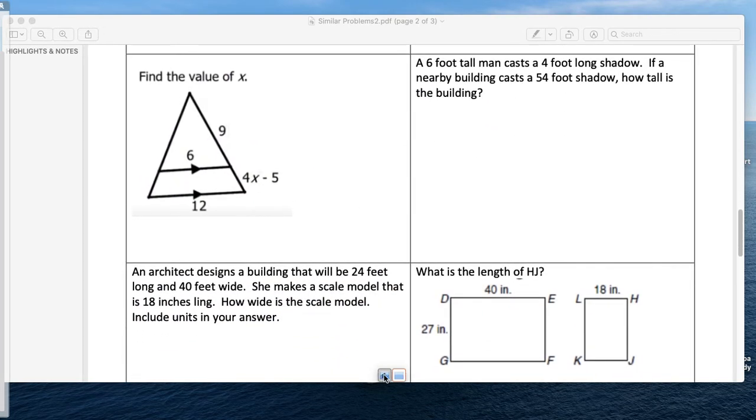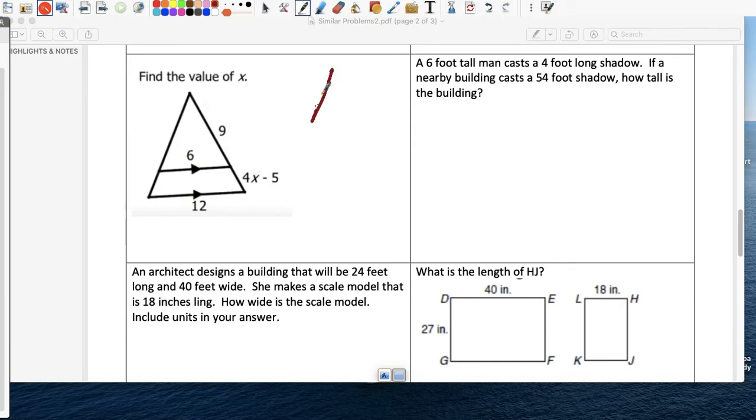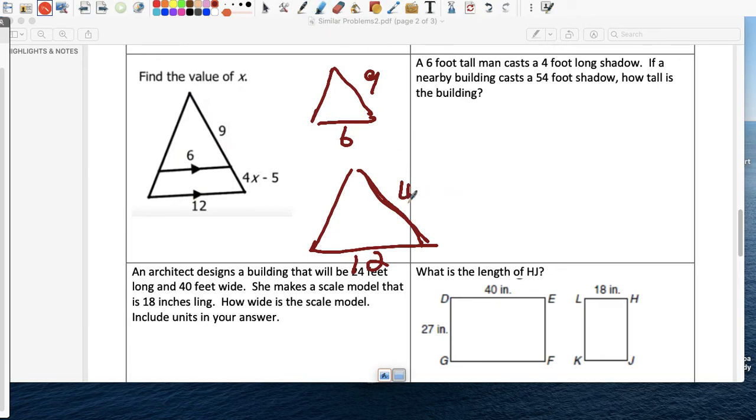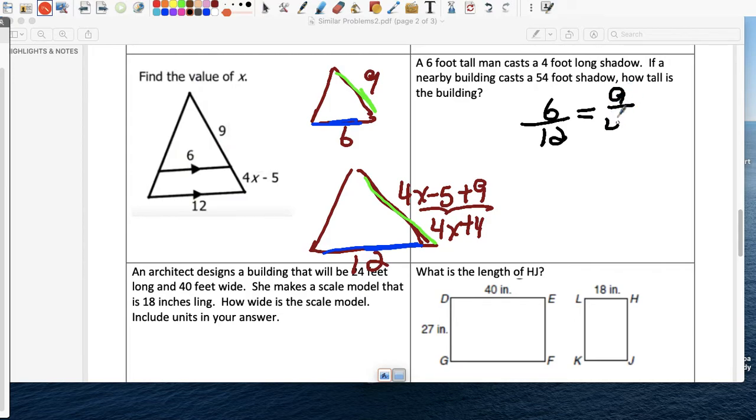Okay, again, a little different. So here we have our small triangle again. This is 6 and 9. And on the larger triangle, that's 12. And this whole side here is actually 4x minus 5 plus 9, which if we simplify becomes 4x plus 4. So our corresponding sides are 6 with 12, and then in green, 9 corresponds with 4x plus 4. Again, the ratio of 6 and 12 is equal to the ratio of 9 and 4x plus 4.